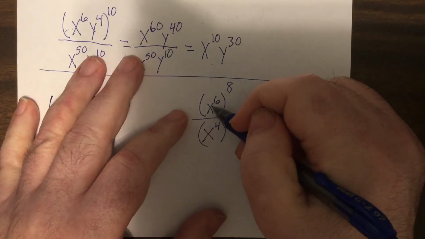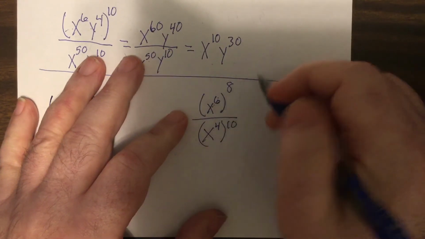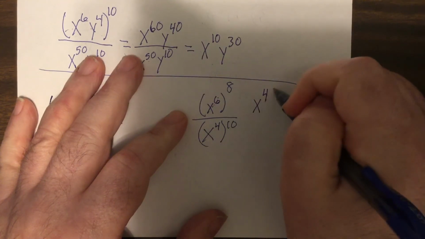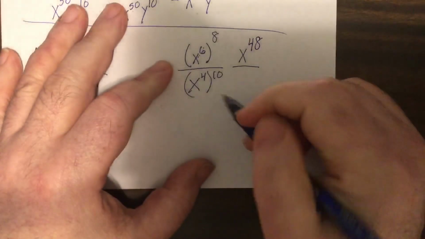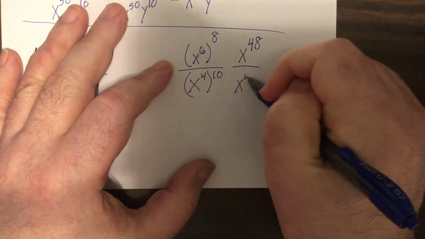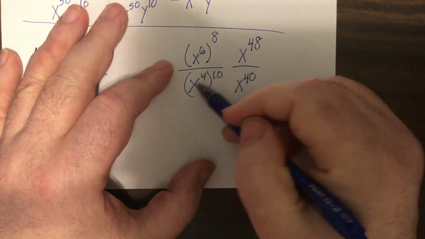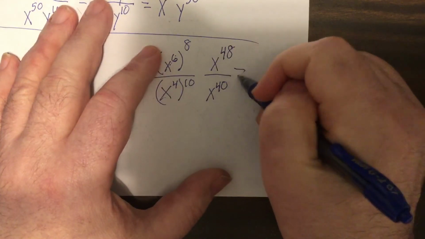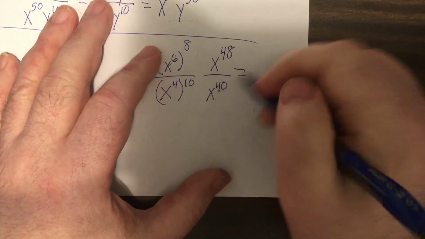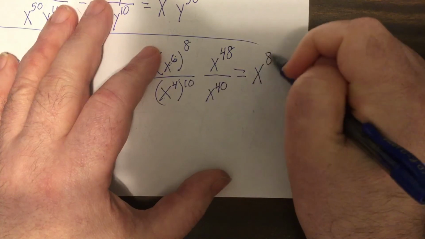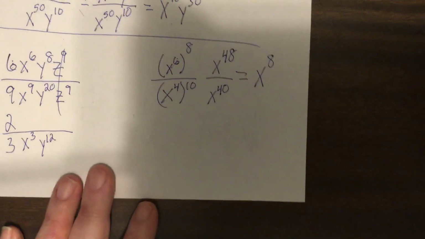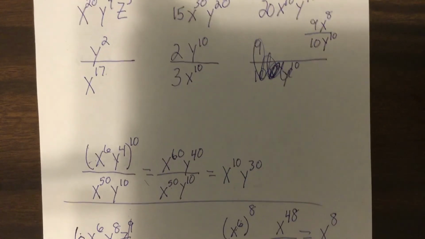This one, whenever you have a base to a power and you raise it to another power, you multiply. And this, it'd be x to the 40th. Same rule, base to a power, raise it to another power. So whenever you divide two things the same base, you subtract the power, so this would be x to the 8th. Good deal.